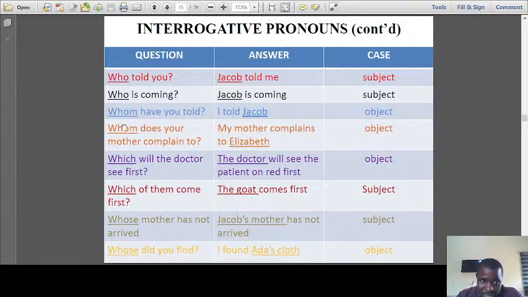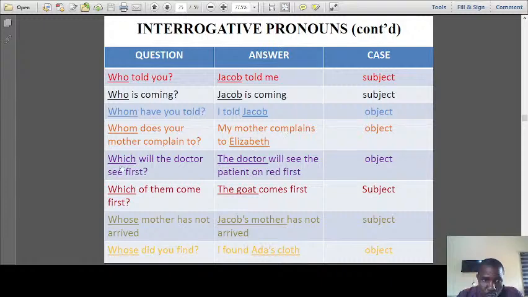The same is applicable here. Whom does your mother complain to? The understood noun is: your mother complained to Elizabeth. And Elizabeth is in what? The object position. And that is why whom is selected. Object position, whom is selected. Look at Elizabeth coming after the verb.